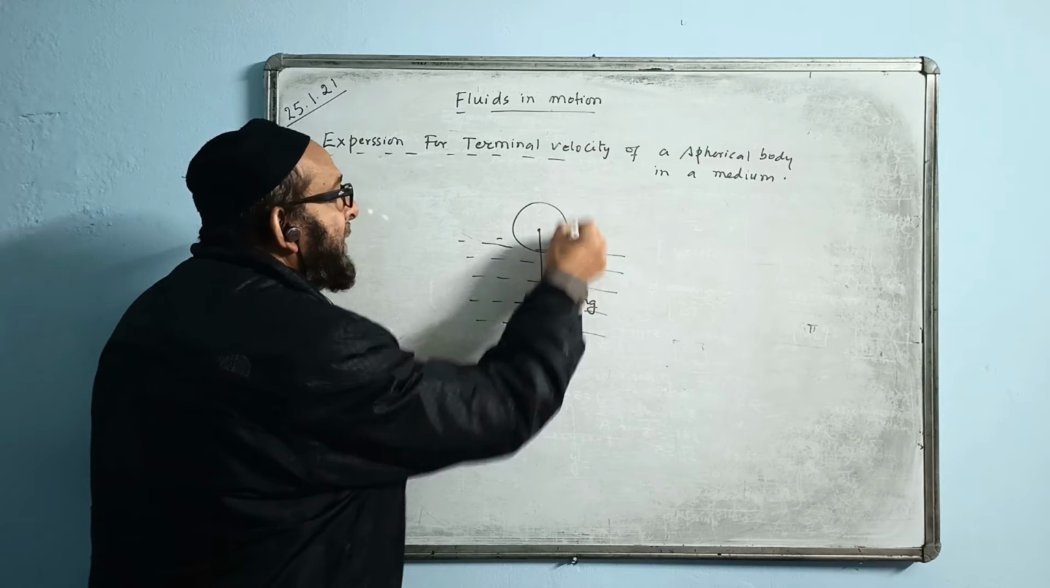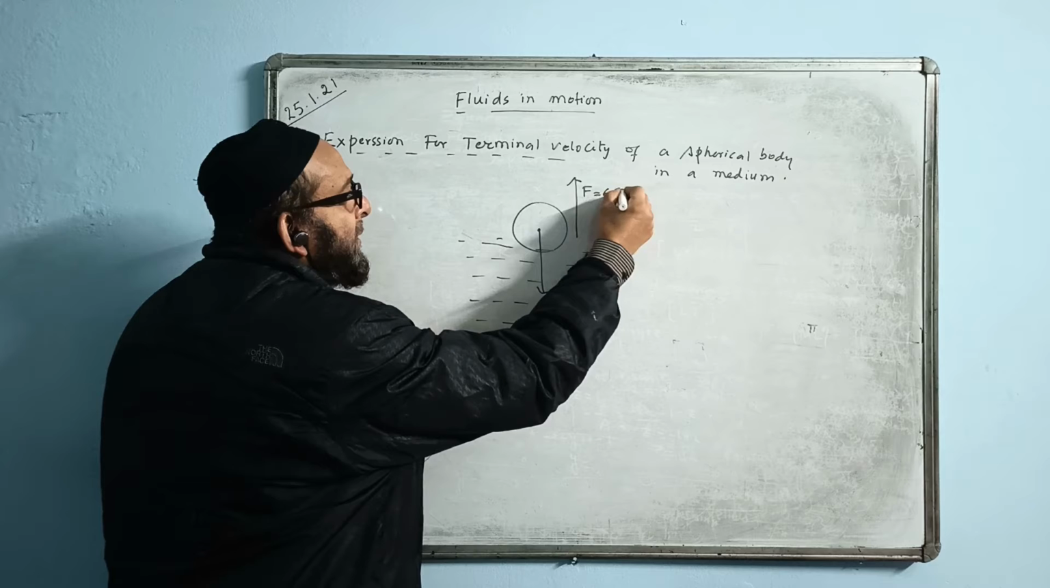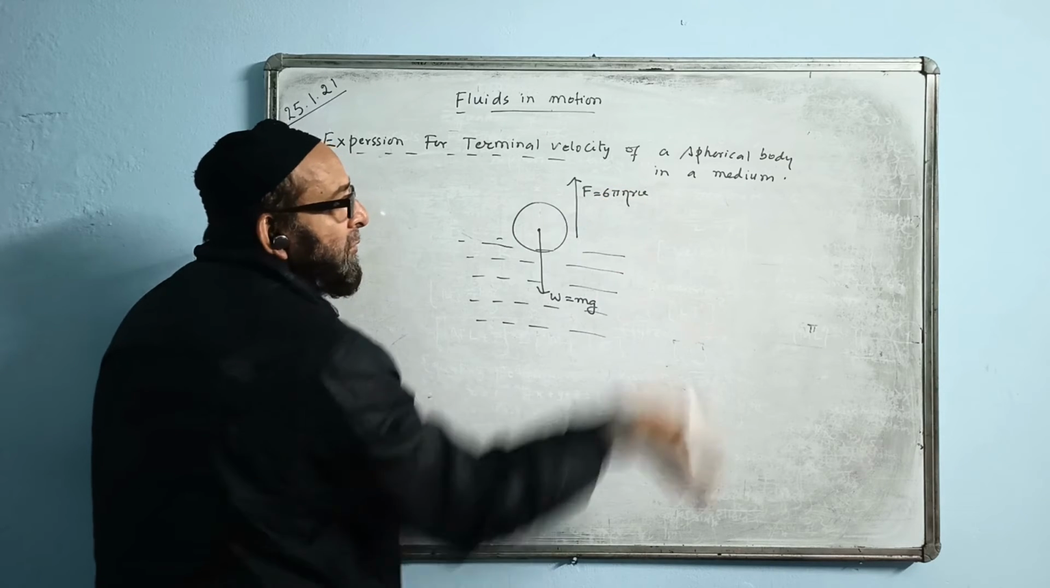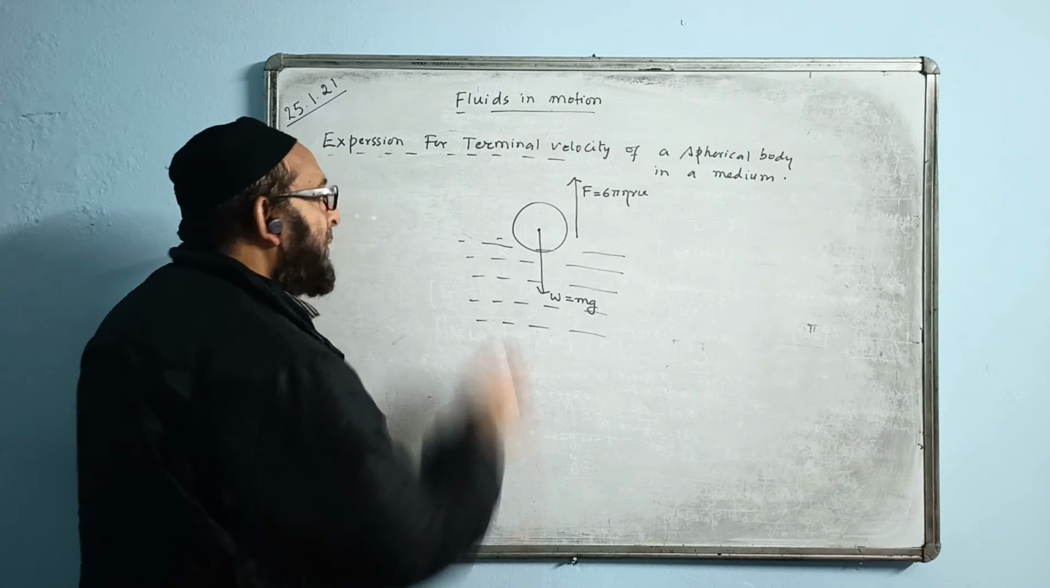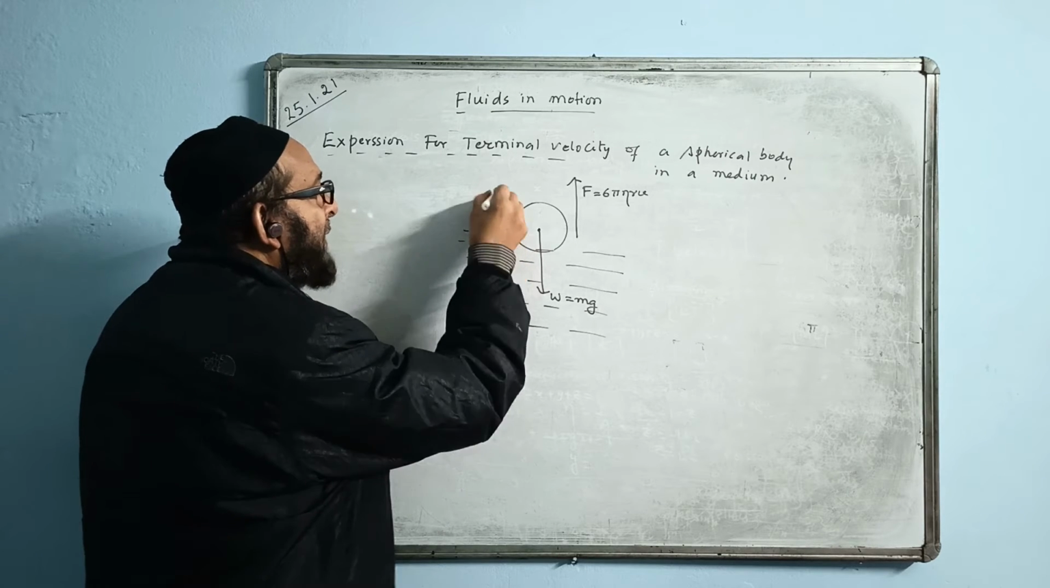Then the viscous force must be acting upward. The viscous force F value is almost 6πηrv. Just now we found that, right? Okay, now this medium will also give upthrust. Upthrust will act in the upward direction.